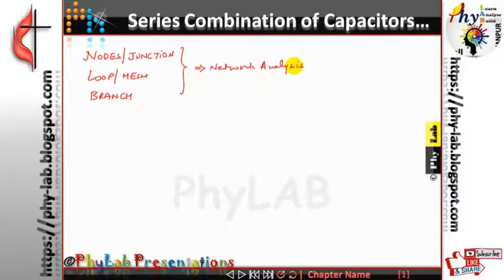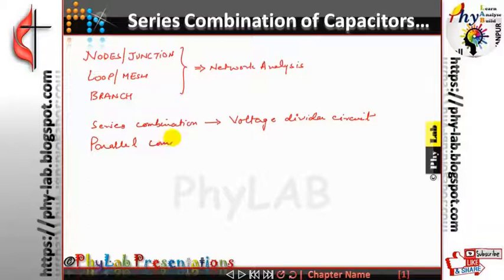In that particular video, I also discussed with you all that series combination basically is a voltage divider combination. So one should remember that a series combination is a voltage divider circuit, whereas a parallel combination is always a current divider circuit.